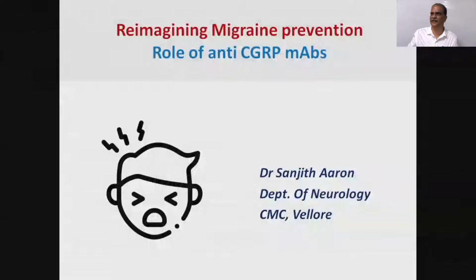Okay, so we'll have two talks today. I'll be giving the first talk, which will be on the role of anti-calcitonin gene-related peptides in the pathogenesis and prevention of migraine.